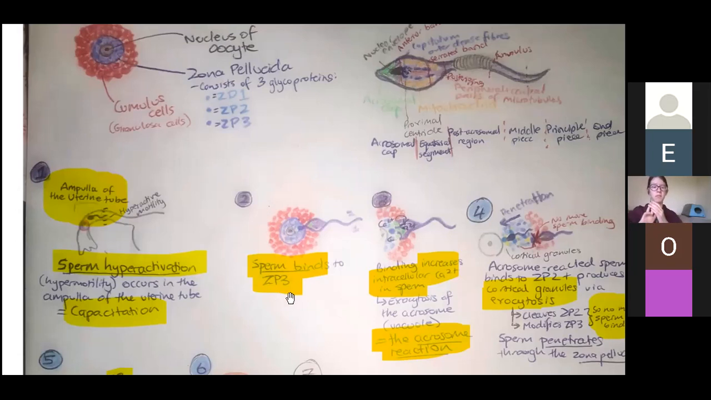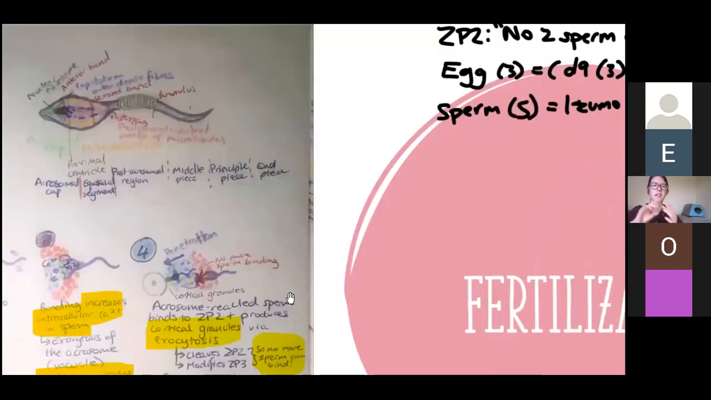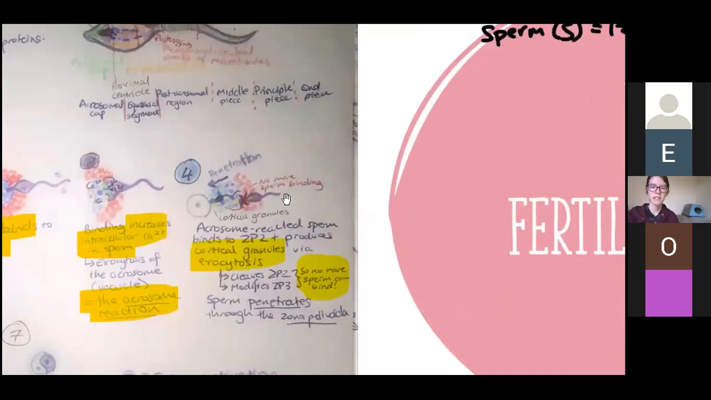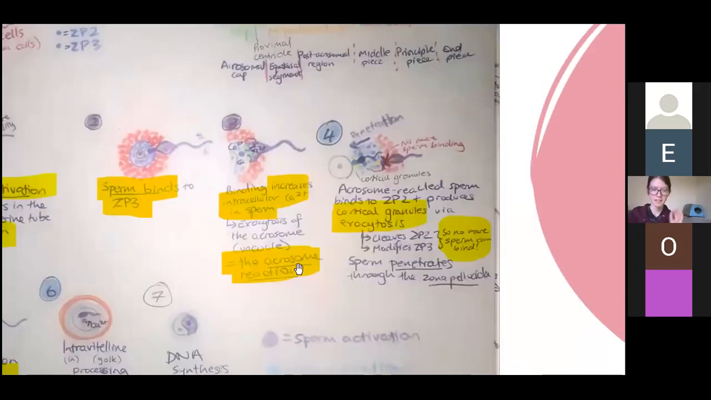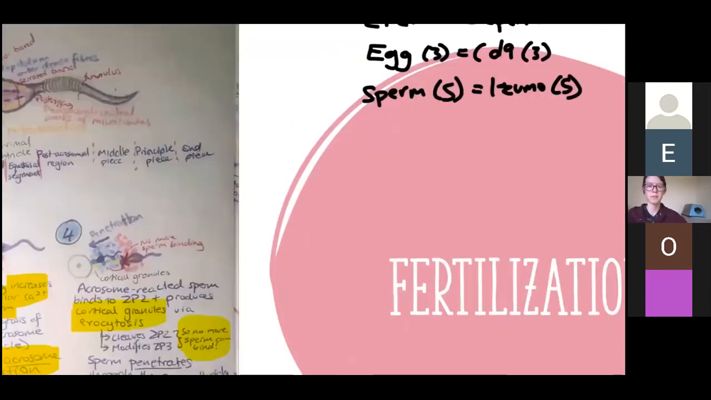So ZP3 is the first thing it binds to. I remember it is like you're counting down from 3, 2, and then I don't know what 1 does, but presumably that would be at the end. Who knows? Then binding increases the intracellular calcium. That leads to the acrosome reaction. Now that leads to the sperm binding to ZP2. So 3, 2. We're now at 2, and that leads to make sure that no more sperm can bind. So I remember it as no 2 sperm can bind, because they are really annoyingly specific with the numbers and stuff there.